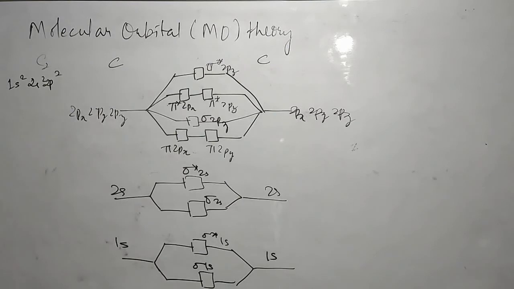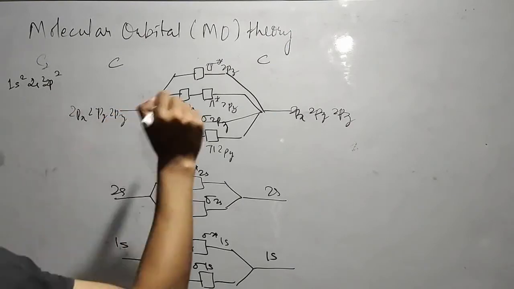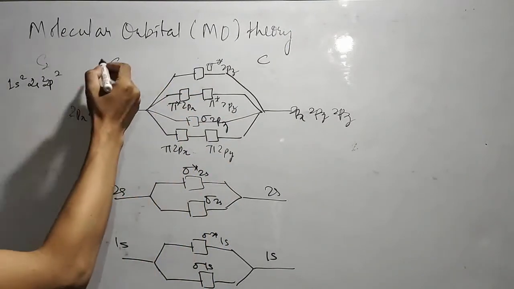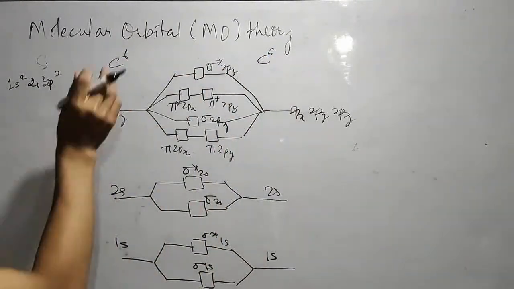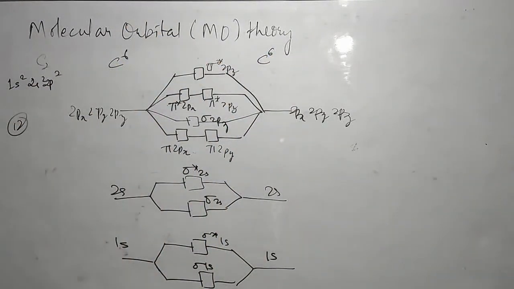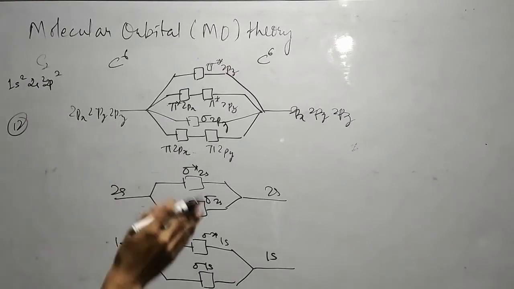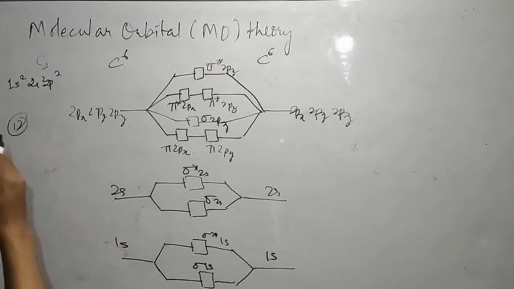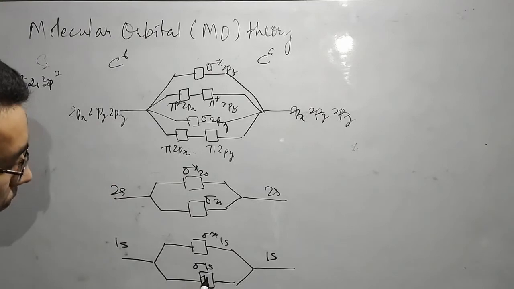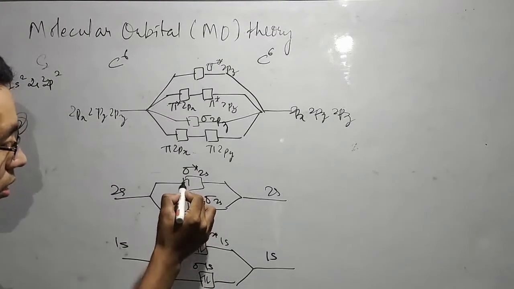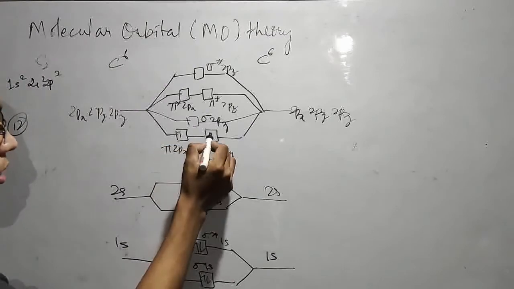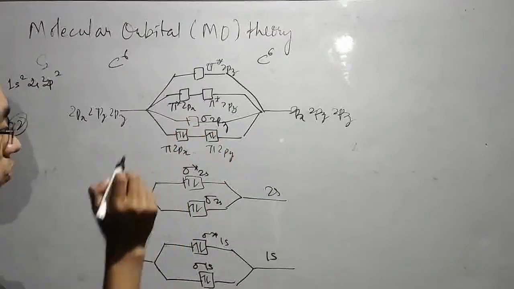Then for the filling of the electrons, this carbon has 6 electrons and the other carbon also has 6 electrons, so a total of 12 electrons are there. Now we shall fill all the 12 electrons from the lowest energy level: 1, 2, 3, 4, 5, 6, 7, 8, 9, 10, 11 and 12.